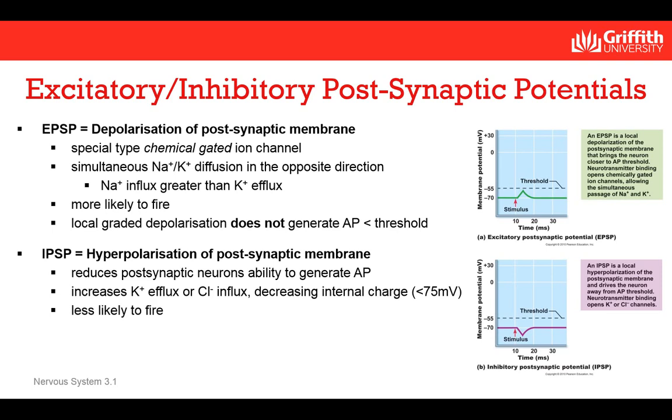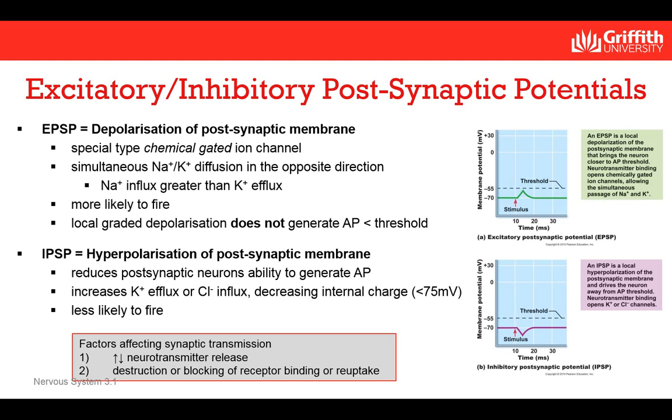Although there is a lot of information on this slide, the most important concept to understand is contained in the box at the bottom of the slide. The factors that affect synaptic transmission are the amount of neurotransmitter released, the destruction or blocking of receptor binding, or the reuptake of neurotransmitters. In the next few slides, we will examine a few of the neurotransmitters and see how function is altered if receptor binding is blocked or destroyed or reuptake is altered.